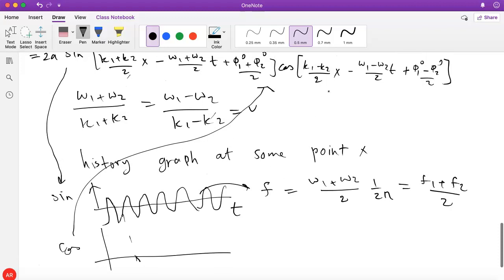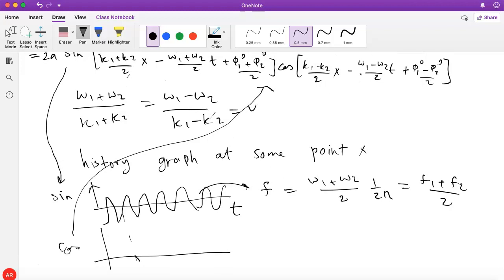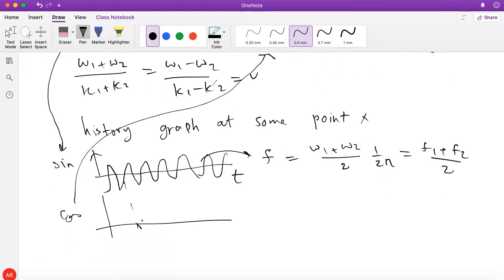And that has a small frequency, right? The frequency is the difference between the frequencies over 2. So it's going to be much more spread out. It has a longer period when it has a smaller frequency. So that's the cosine term.